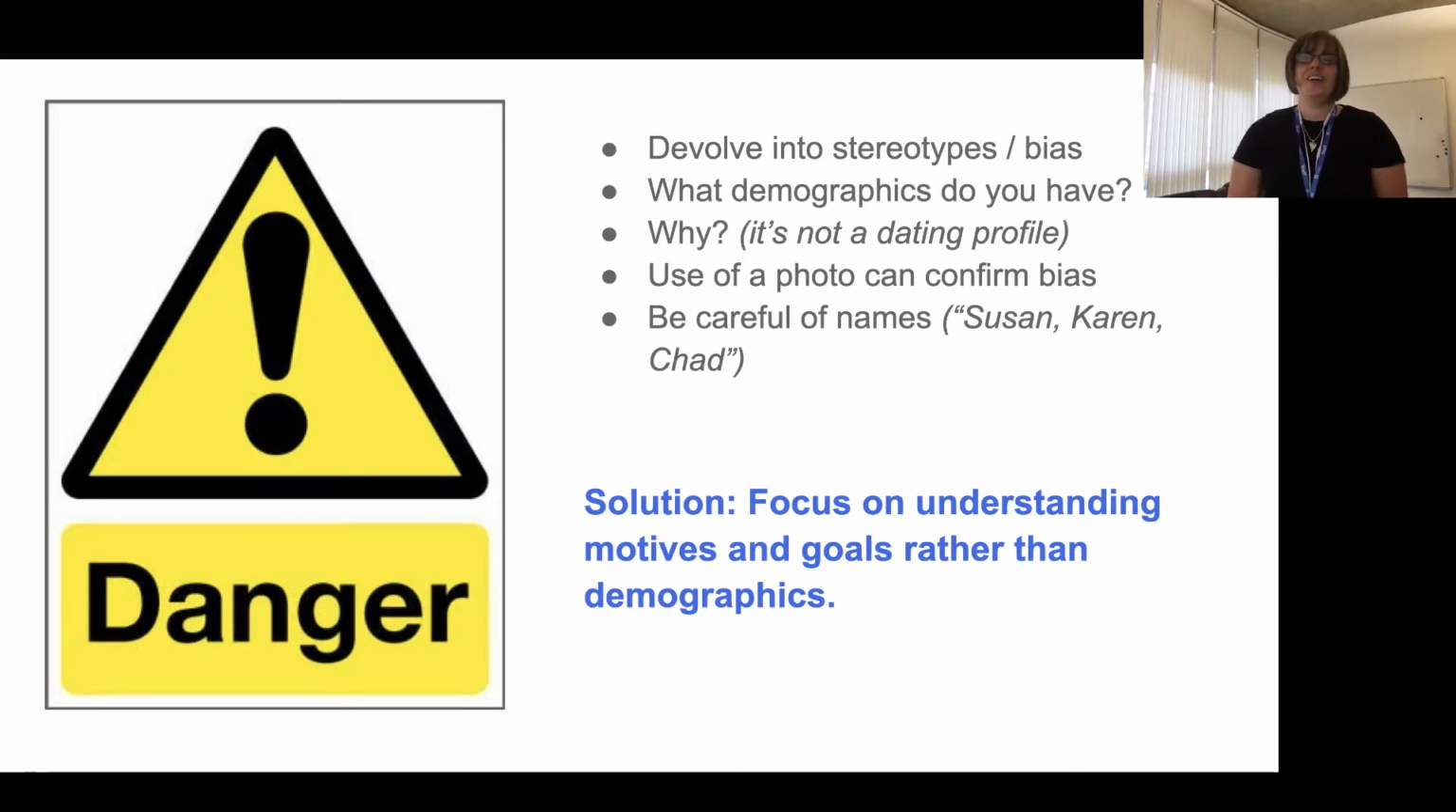It's hard. But what you don't want to do is start confirming people's bias of behaviours, needs and goals of someone who is a Karen. So what I want you to do is focus on understanding the motives and the goals and let that lead you to the demographics rather than the other way around. The demographics are illustrative. They're not the key information in all of this.